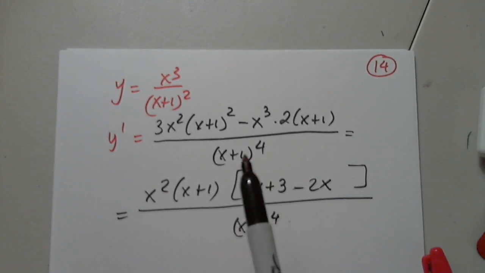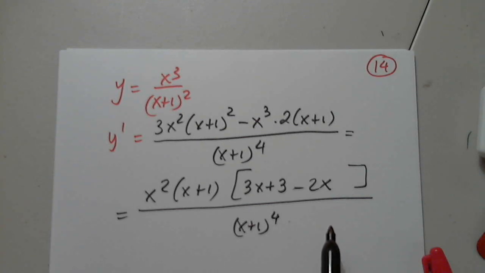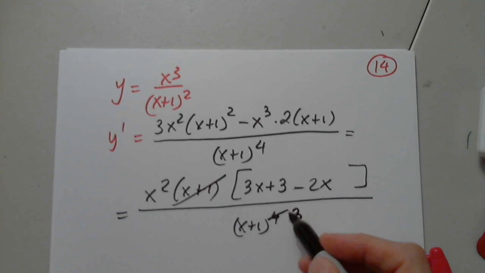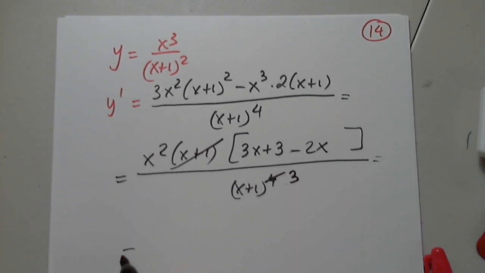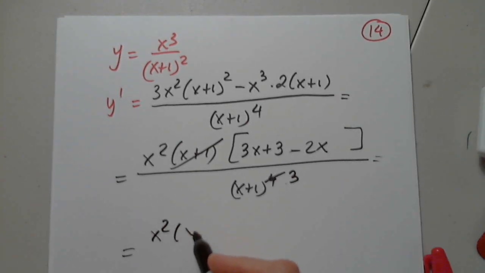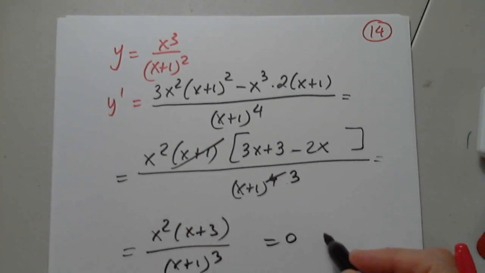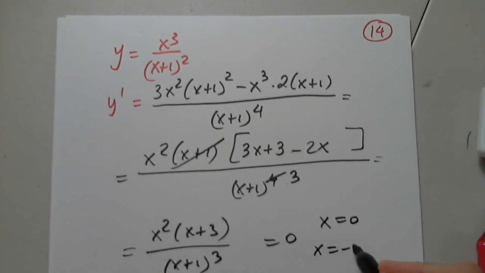Again, I cannot stress enough. If you start distributing all this in here, you're never going to get anywhere. The only chance we have is to pull out everything, and look what happens. It's so easy now. So 3x minus 2x is x, or x plus 3. It will never be undefined because the function is undefined at -1, but it will be 0 when x is 0 and when x is -3.